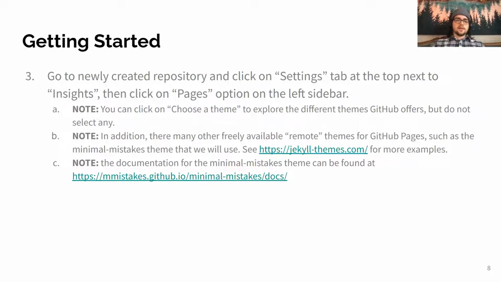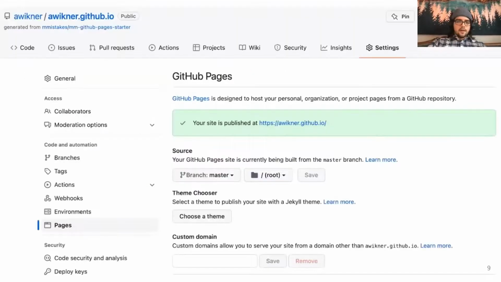If later you're interested to see what other themes are available, you can go to jekyllthemes.com to see some other examples. And like I mentioned, the remote theme that we're going to be using is called Minimal Mistakes. The documentation for the different features and layout styles for this theme can be found at the second link here, the Minimal Mistakes documentation. So we may reference back to that link at different points in the presentation, so it might be a good idea to have that open now.